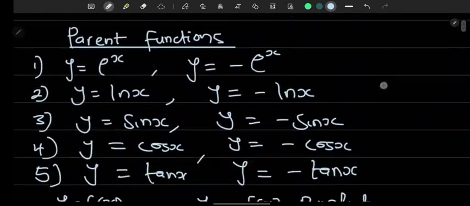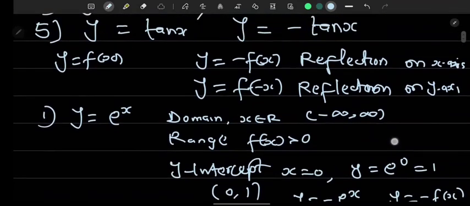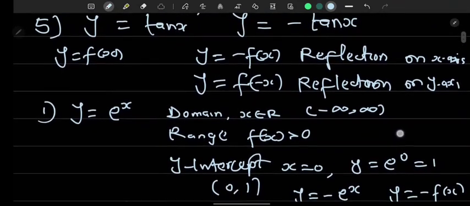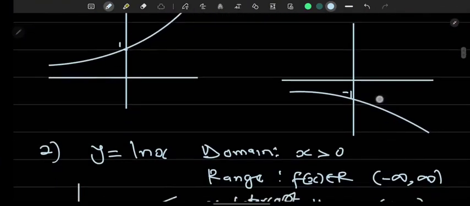Alright, so the next one is tan x. Okay, let me leave that one for you. So try that, look for the domain, the range, x-intercept if possible, y-intercept, and drop that in the comment section.